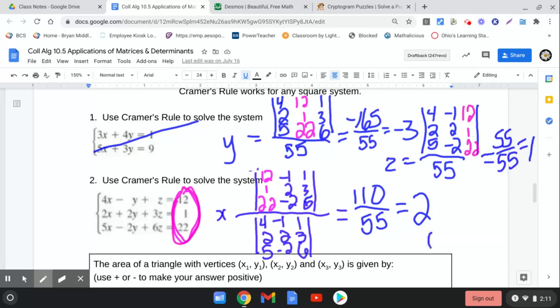So our solution to the system of equations, if you want to write it as a coordinate, is 2, negative 3, 1. So that's Cramer's rule. Pretty simple, and it's just kind of a nice way to solve a system of equations.